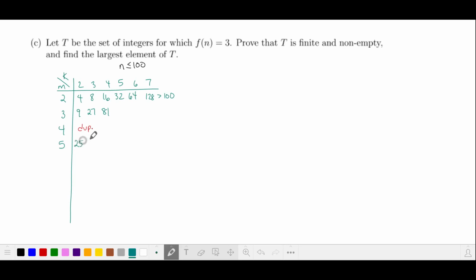5 is going to give us 25 and 125. 6 will give us 36. This row of the powers of 8 is also going to be duplicate. And finally 100. Let's split up our set S, again in the powers of 2, and these other numbers in sorted order.